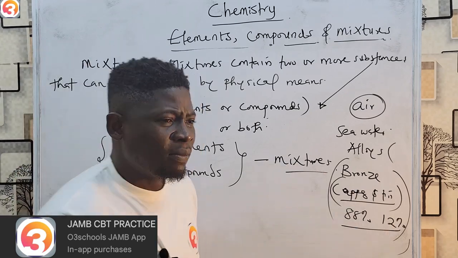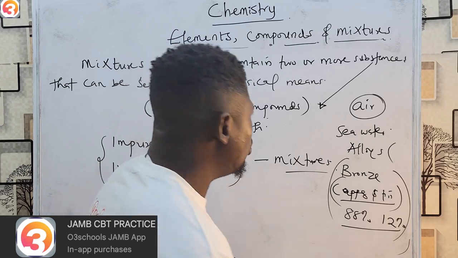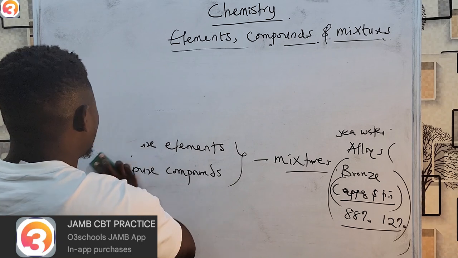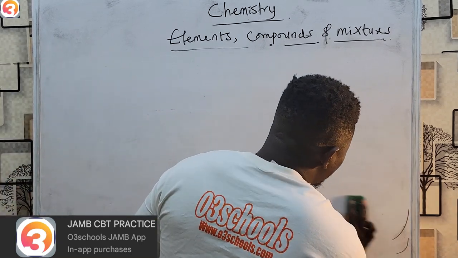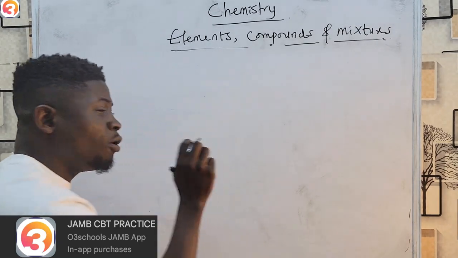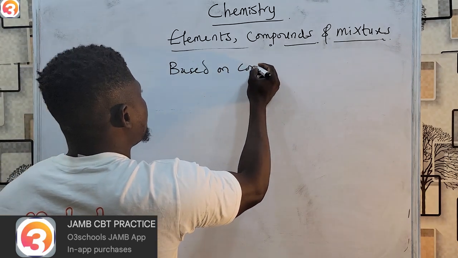So bronze and alloys are also examples of mixtures. But of course, there's one important thing I would love you to know, which comes out a lot in JAMB past questions, and of course it will come out even long after you are gone. So we have two types of mixtures, based on composition.